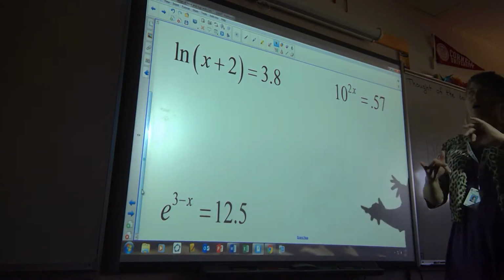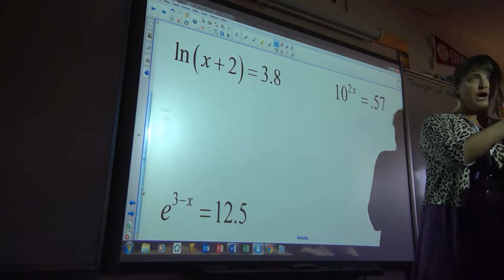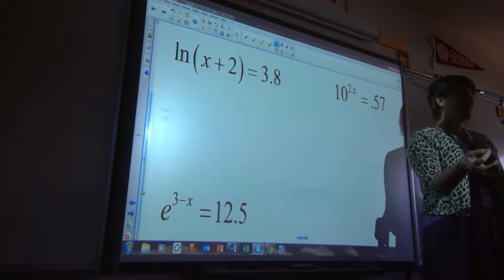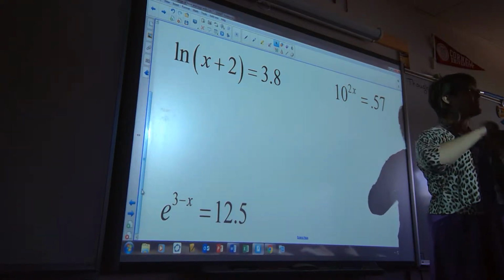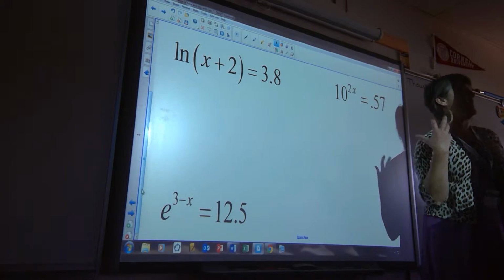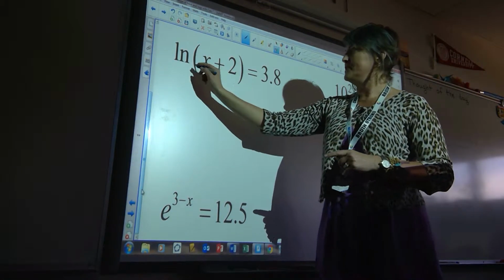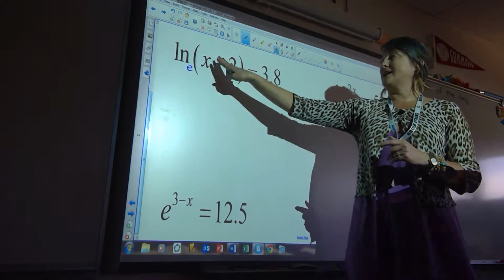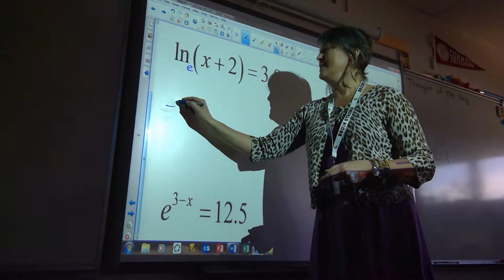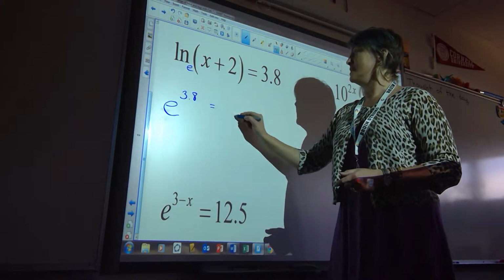The thing you need to watch out for is if your variable x is inside of a log or inside the exponent. If that's the case, you almost always have to rewrite it in its other form and then reach for your calculator and evaluate it. So for this particular problem, this is a base e. My x is stuck inside the log, so I'm going to rewrite it as e to the 3.8 equals x plus 2.